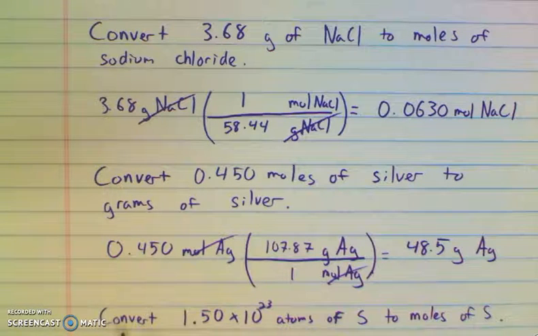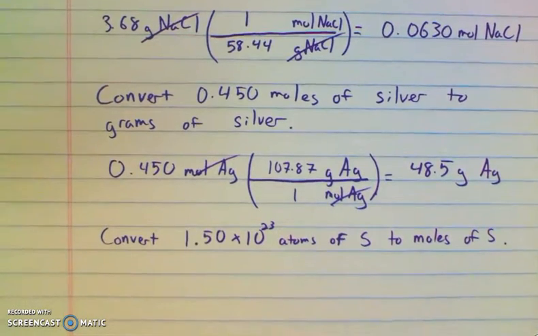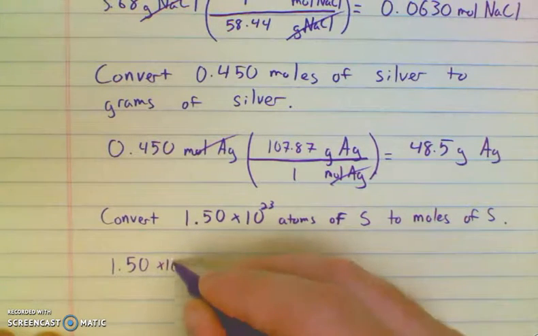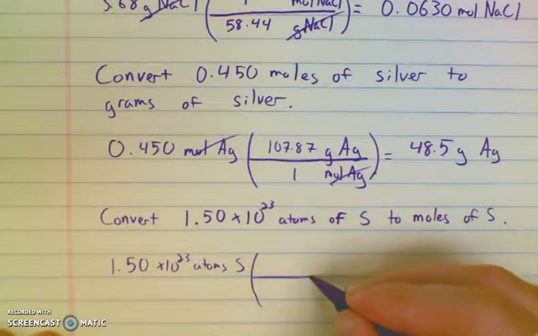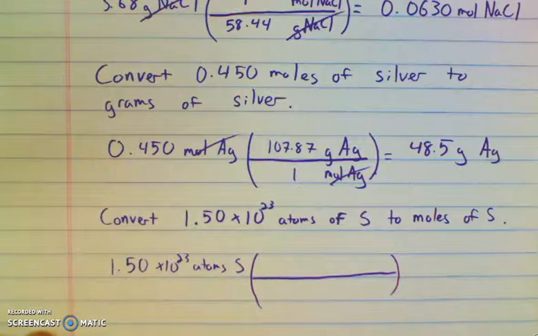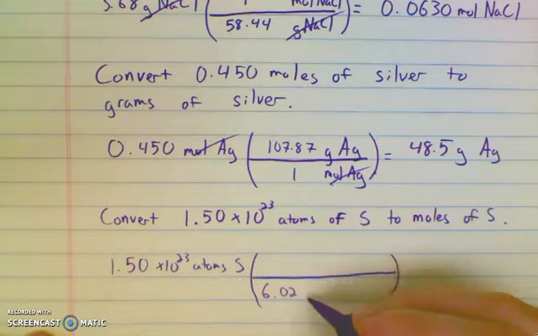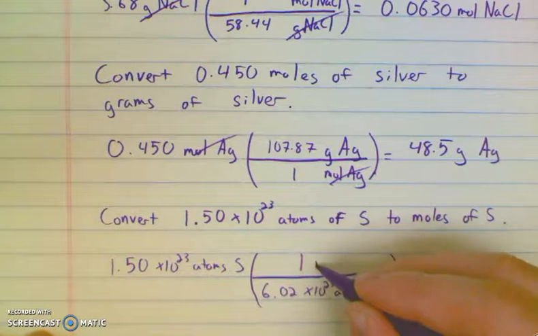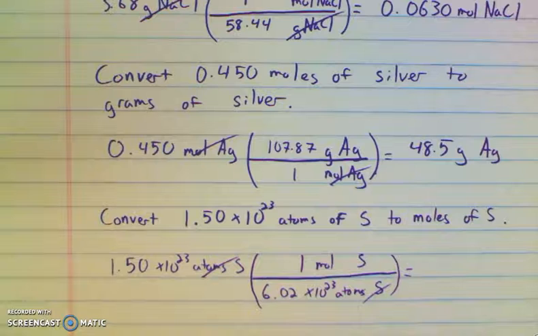All right, in our last problem, we're going to convert atoms to moles. So in this problem, we're going to convert 1.50 times 10 to the 23rd atoms of sulfur into moles of sulfur. So again, start out by, like we always do, write down what we know. 1.50 times 10 to the 23rd atoms of sulfur. Set up our unit analysis, and this time on the bottom, for atoms, our conversion from atoms to moles is using Avogadro's number. 6.02 times 10 to the 23rd atoms of sulfur are in 1 mole of sulfur. Again, we can cancel units, and now we can throw this into our calculator.